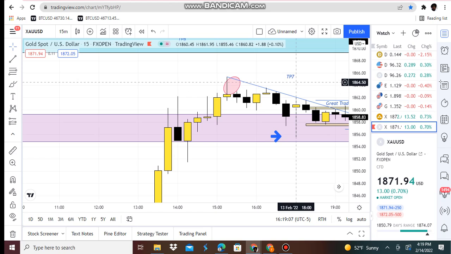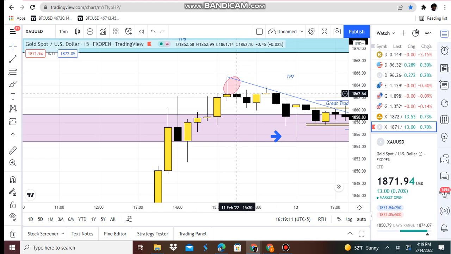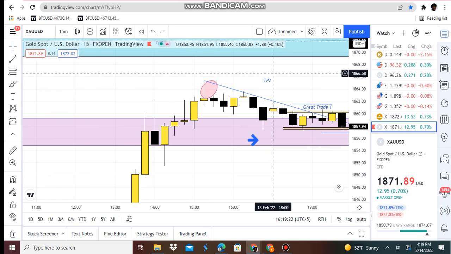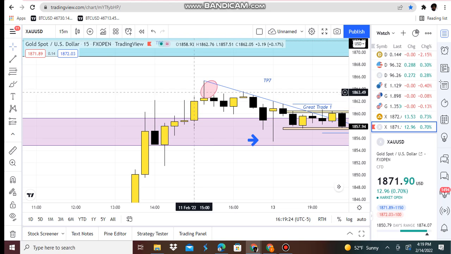Once price gets to take profit 7, we see this shooting star pattern right here. Buyers try to push price all the way up. This is February 11th, 1865, and sellers push price back down to 1862. Take profit 7. This is February 11th. We see this shooting star pattern.